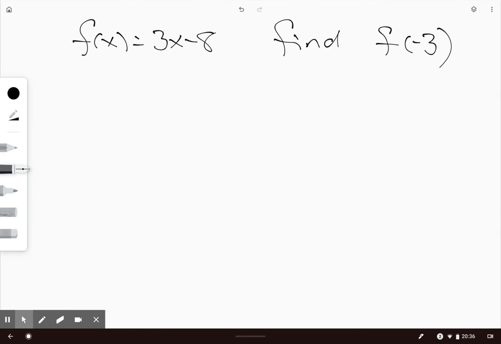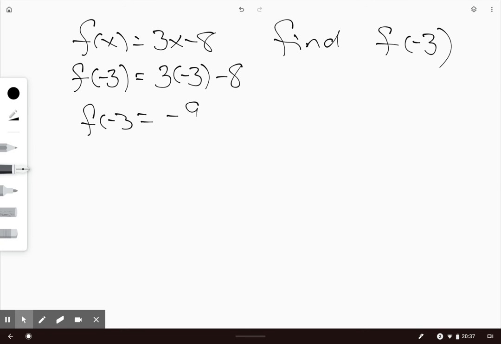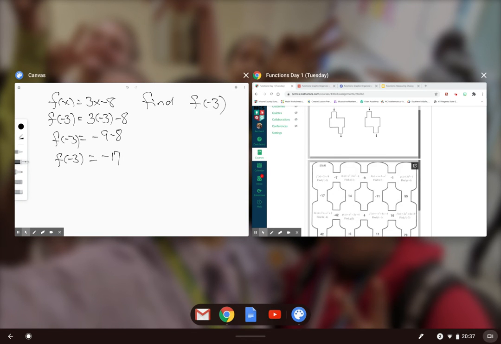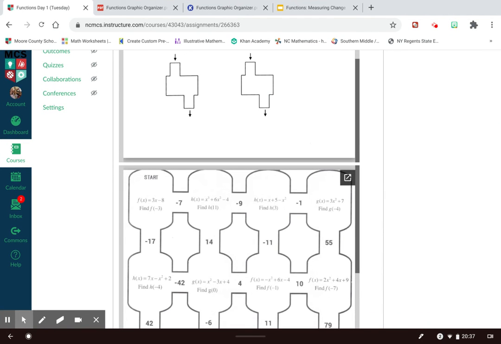So what that means is every place that I see an x, I am going to insert or input the negative 3. So that means this function is going to be f of negative 3 equals 3 times negative 3 minus 8. So the f of negative 3 is going to equal negative 9 minus 8. So the f of negative 3 is going to equal negative 17. All right, so that is the answer to the first one, negative 17.